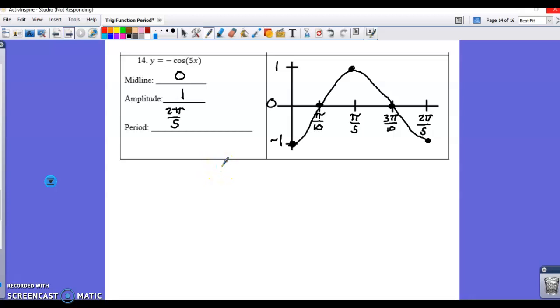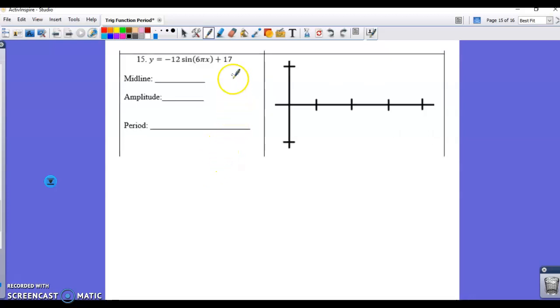Number 15. So wait, that's 15. 17 is the midline. 12 is the amplitude. It's a negative sine, but that just gives us direction. So 17, if I go up 12, that would be at 29. If I subtract 12, that is 5. So the minimum's 5, maximum's 29.